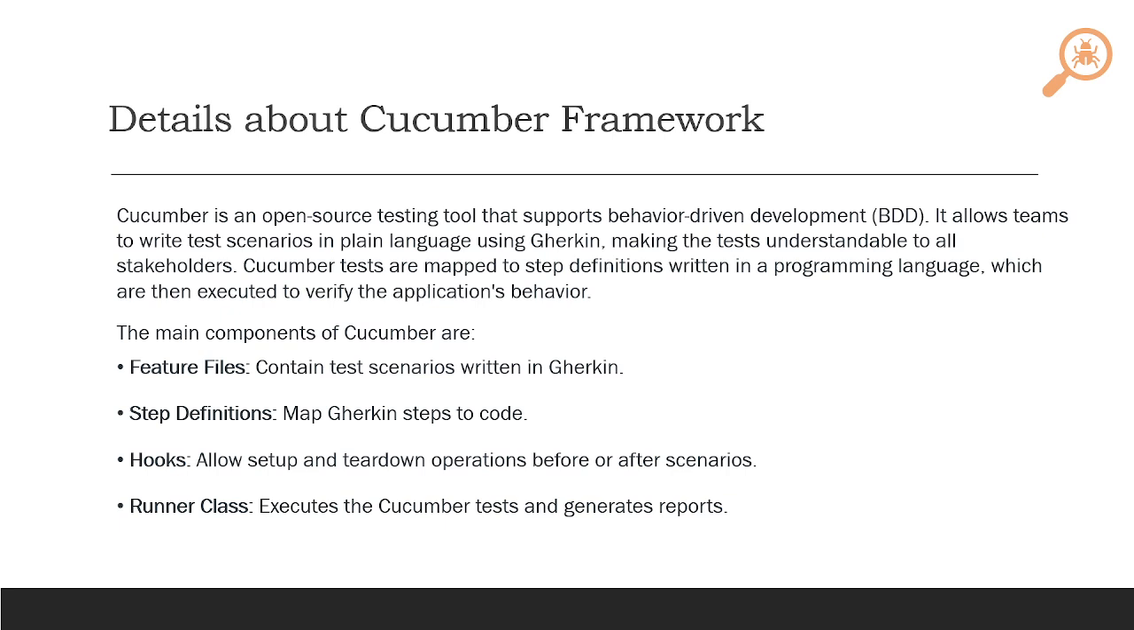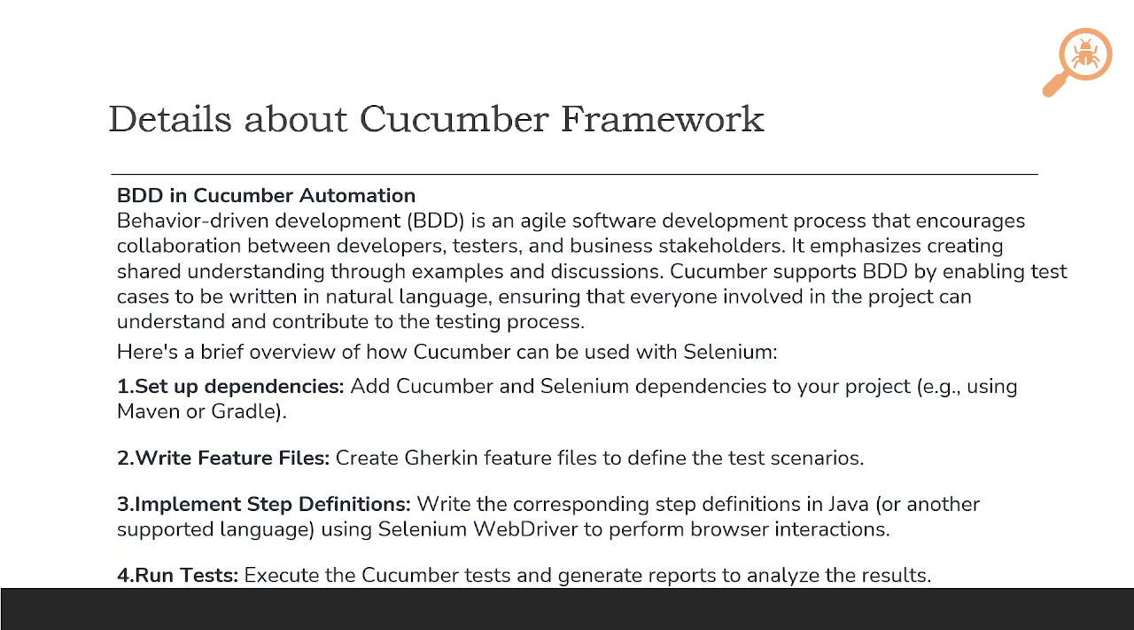Cucumber tests are mapped with step definitions written in a programming language, which are then executed to verify the application's behavior. What are the main components? I already covered them: feature files, step definition files, and hooks, which allow you to set up and tear down operations before and after the scenarios. The runner class, I already told you what it is and what it is used for. So go for the next one.